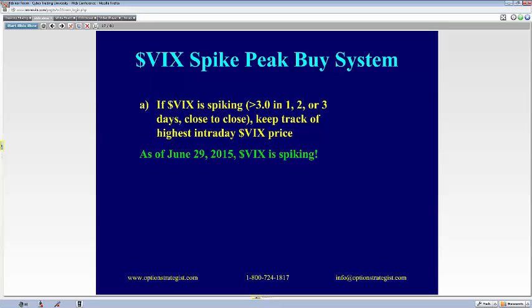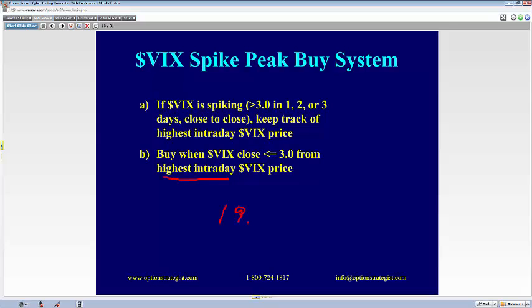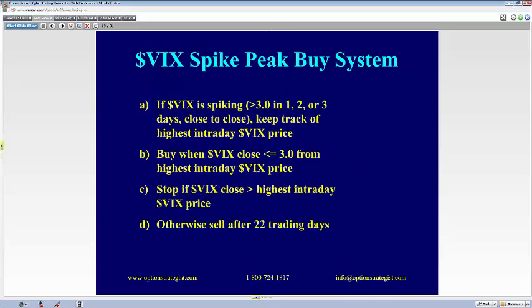Now, the next thing we look for is we keep track of the highest intraday level that VIX has reached while it's spiking. So today, VIX traded up to 19.80. So that's the highest level so far that it's reached in this spiking cycle. And the buy signal itself comes about when VIX closes 3 points lower than that highest intraday spike peak. So right now, the highest intraday peak that it's made in this cycle is 19.80. So a close by VIX below 16.80 would be a buy signal.